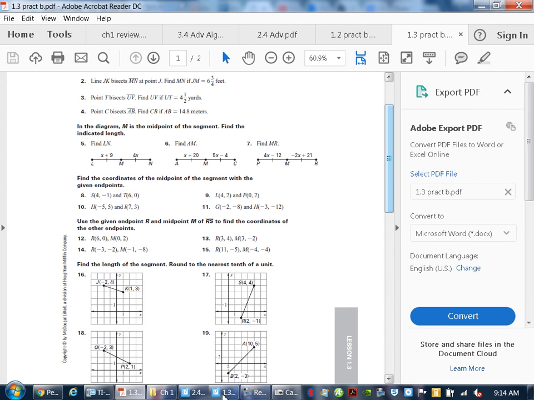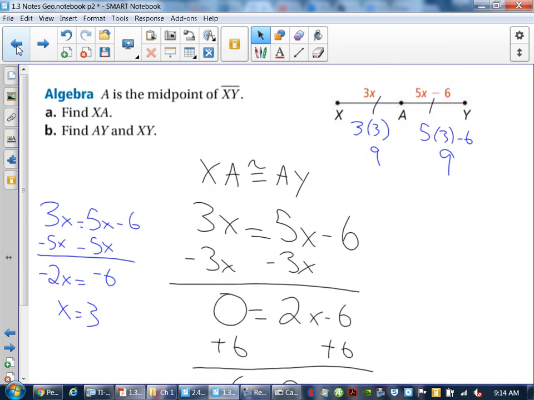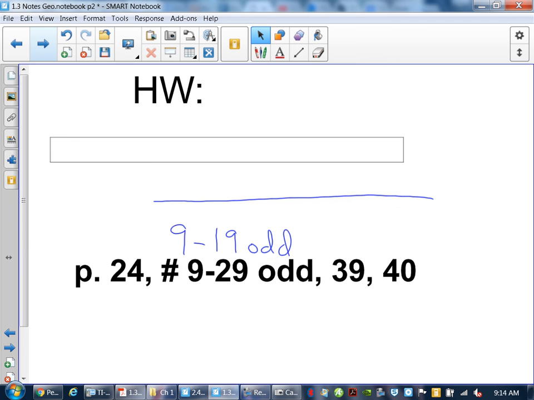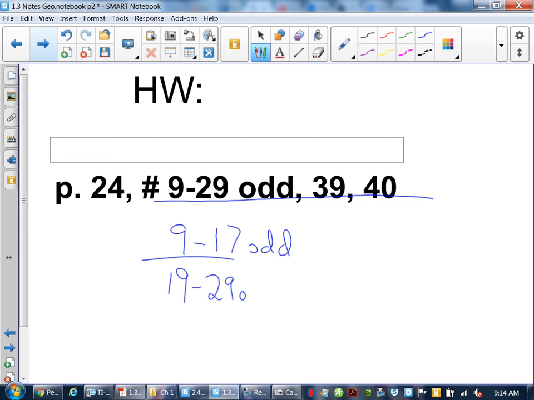Is this the homework thing? What do we got for homework today? What I want to finish out is going back to where we were at yesterday. Obviously, 19 wouldn't have worked. It should have been 17. I did 19. Well, good, then you have one less to do tonight. So what I want you to do is finish out: we have 19 through 29 odds, and then 39 and 40.